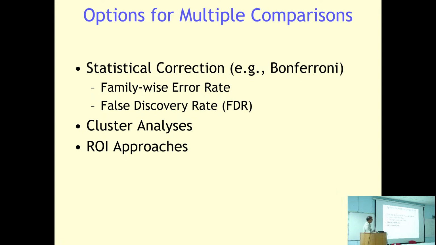There is ROI, like region of interest analysis, which is if I know I want to focus on sensory motor cortex, or if I want to focus on the default mode or the visual cortex, then I could just focus on those regions and then analyze the data, right?